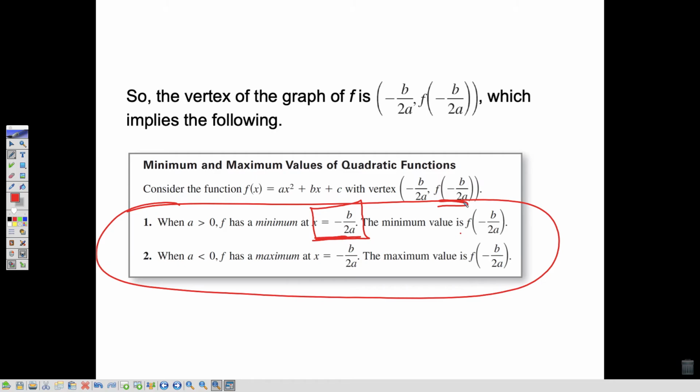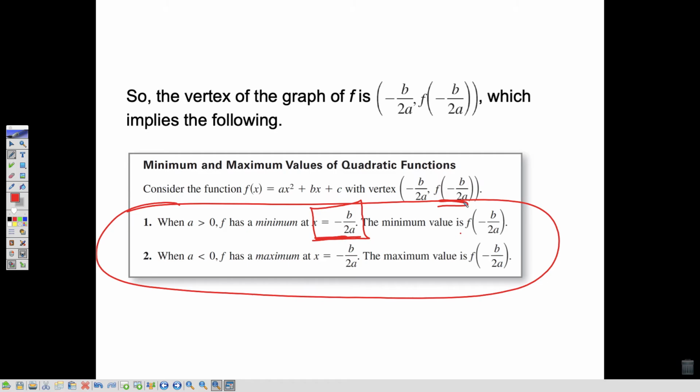So when a is less than 0, that means it goes down, right? I have a max. And guess how I'm still going to find that x value? Negative b over 2a. So how do I find the x value of the vertex? Negative b over 2a.